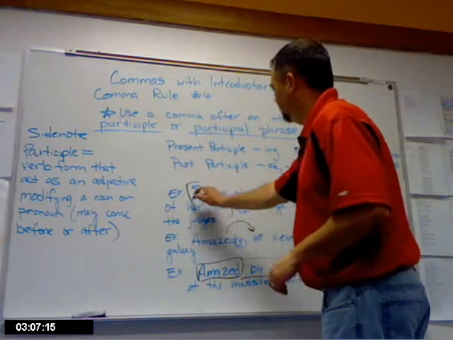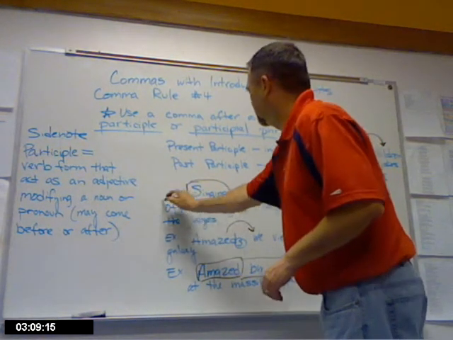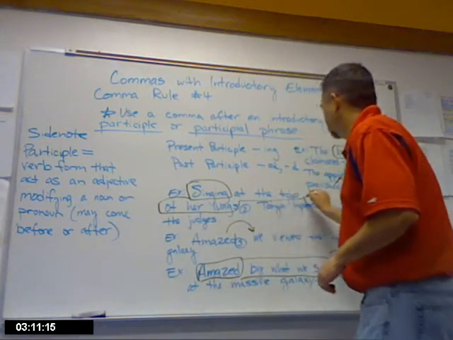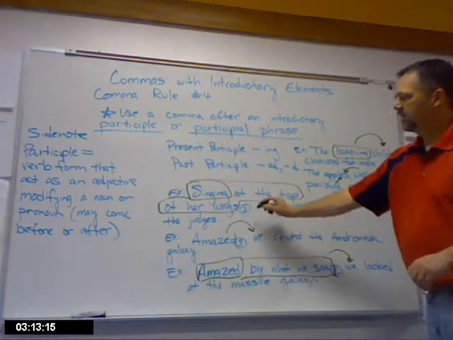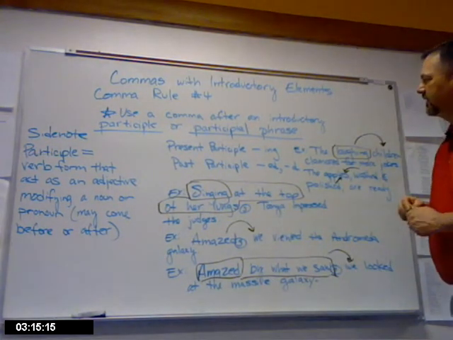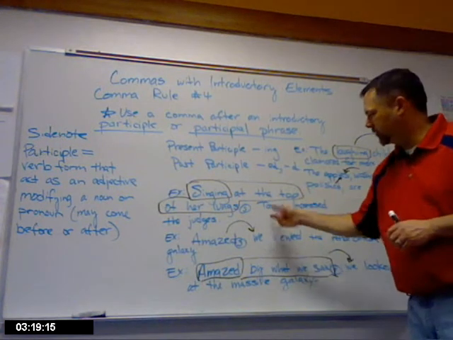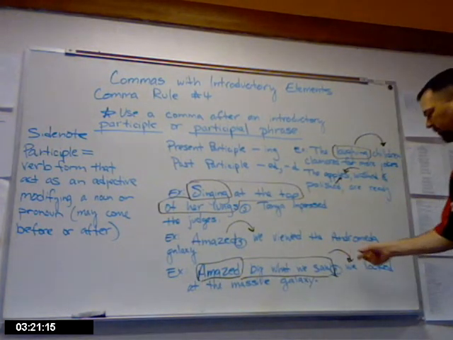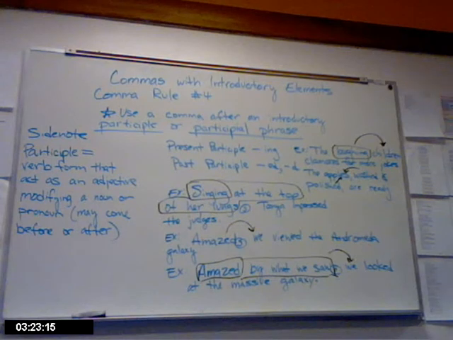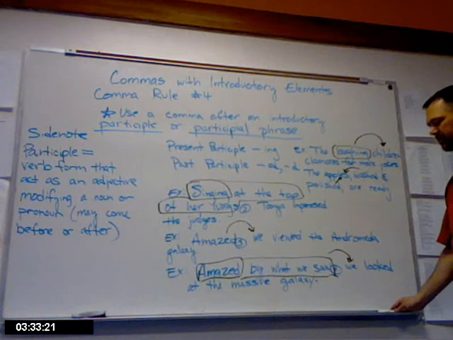Same thing here. Singing is our participle. Singing at the top of her lungs is the participial phrase. Again, the comma is used to set it off, and that participial phrase, participle must modify a noun. This one modifies Tanya. This one modifies we. So comma rule number 4, use a comma after an introductory. An introductory means at the beginning of a sentence, use a comma after an introductory participle or participial phrase.